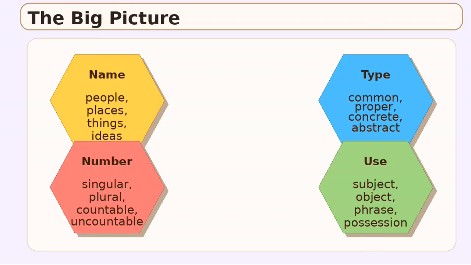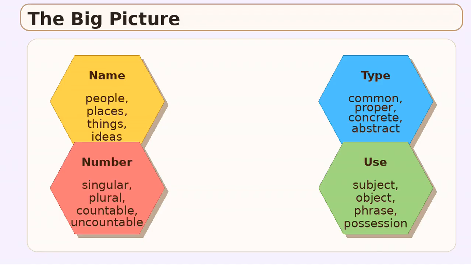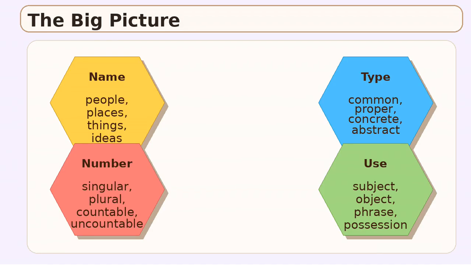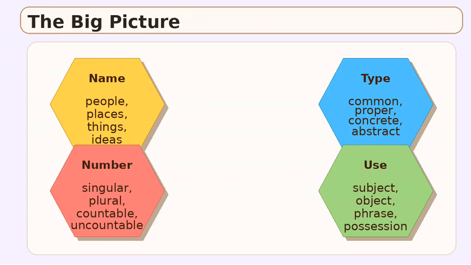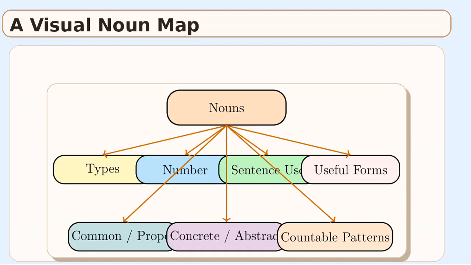Think of nouns as naming words with different jobs. Some nouns name ordinary things, some name special things, some name ideas, and some name groups or amounts. This map gives you the full noun lesson in one view. First see the whole structure, then we will study each part slowly and clearly.